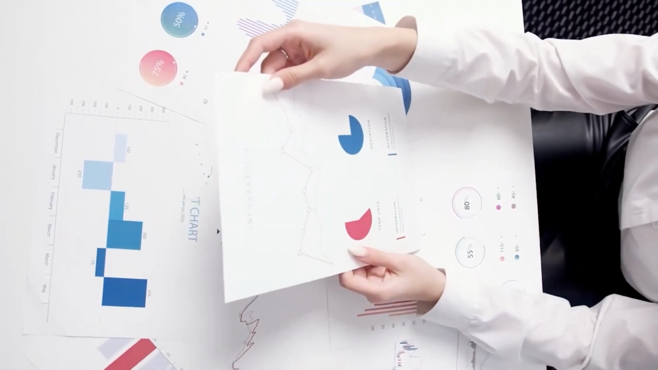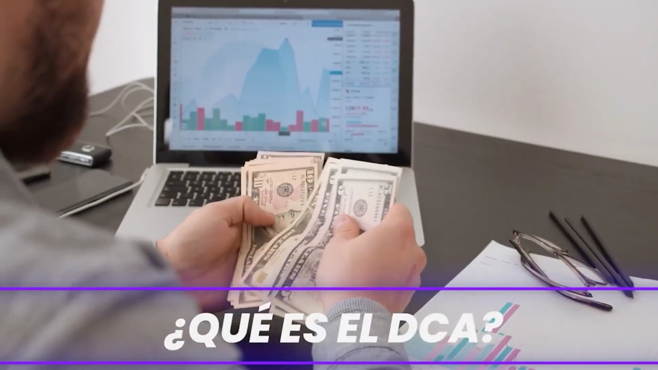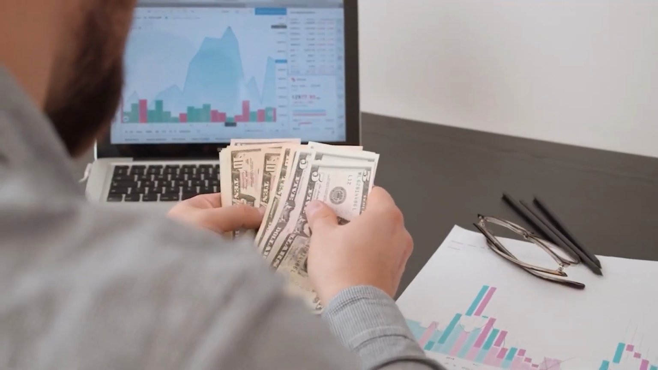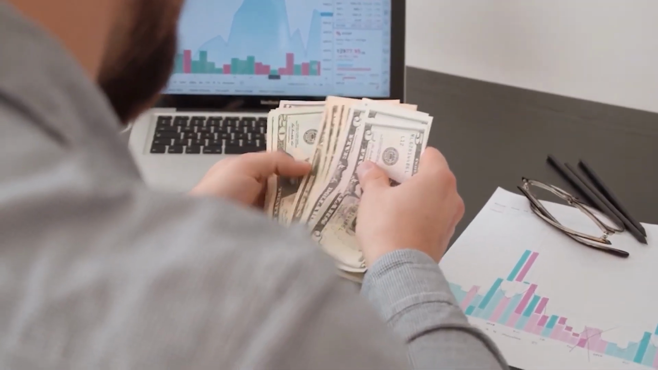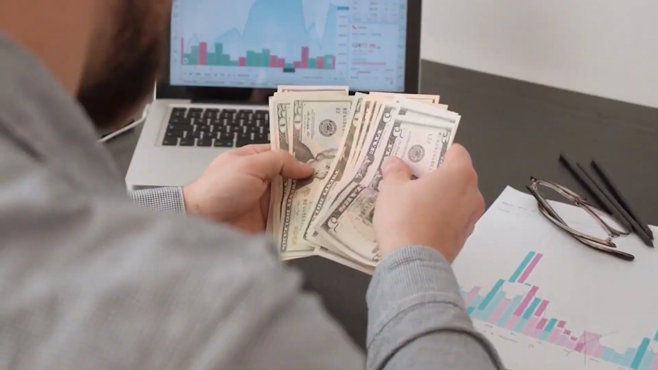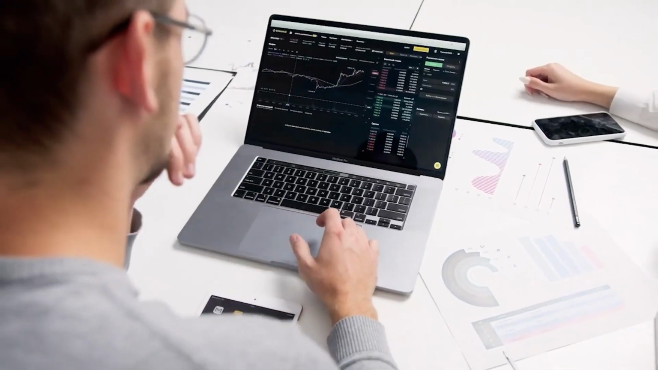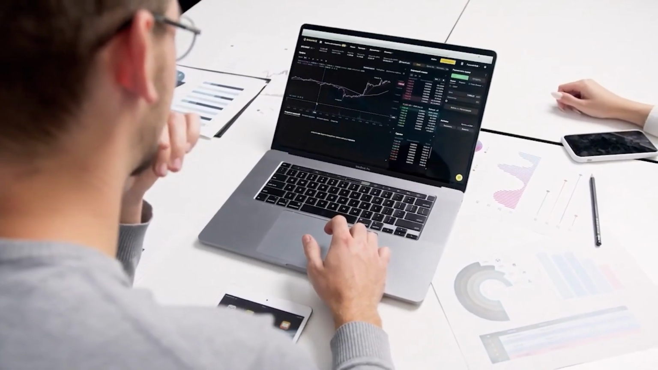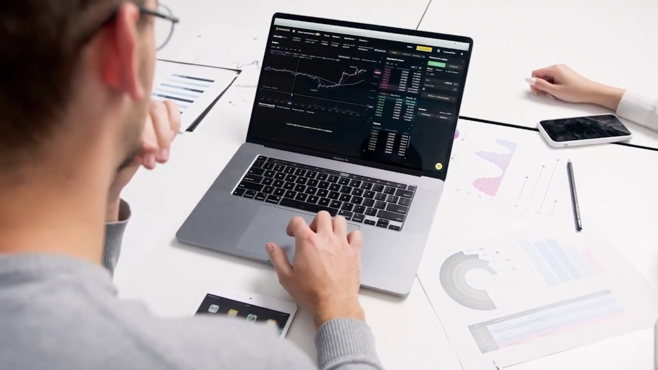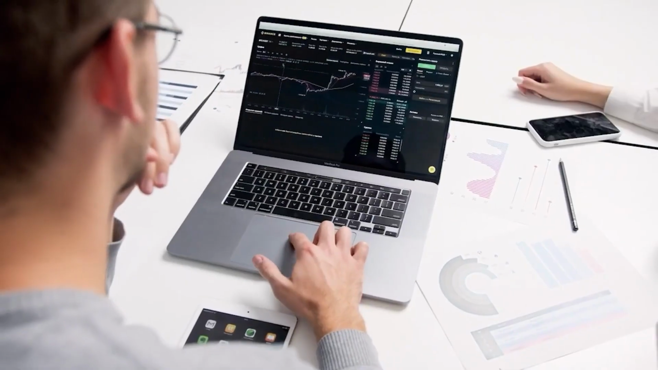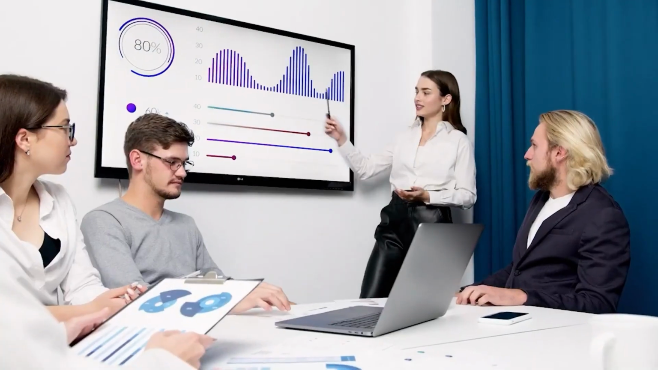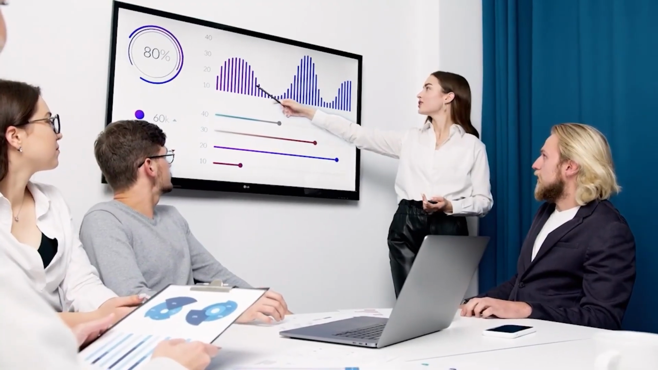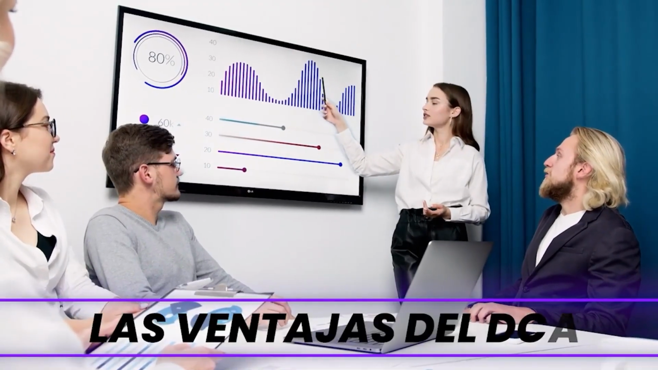And of course, the most important thing, what is DCA? DCA, or dollar cost averaging, is an investment strategy that involves investing a fixed amount of money in a specific asset regularly, regardless of its price at that moment. Instead of trying to time the market by buying when prices are low and selling when they're high, DCA focuses on systematic investing. Don't worry if you haven't understood it yet. Later on, I'll give a specific example and you'll understand it better. But anyway, let's move on to the advantages of DCA.